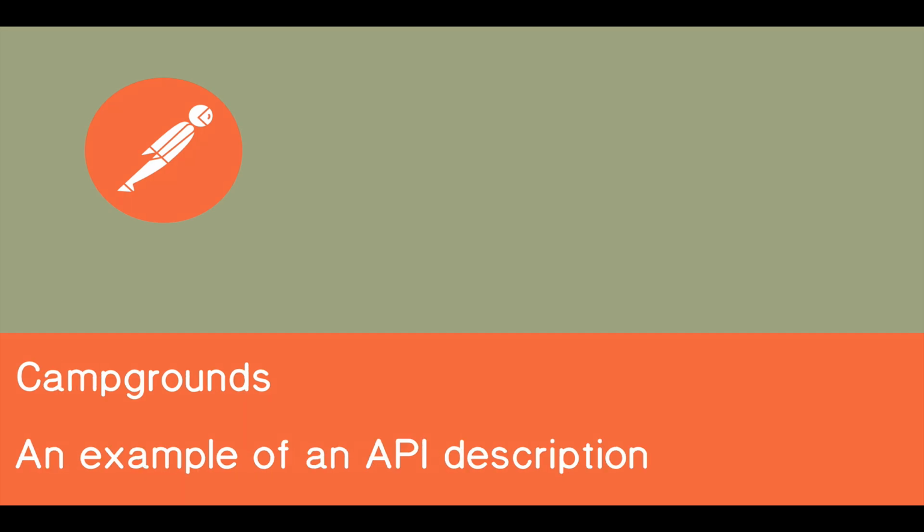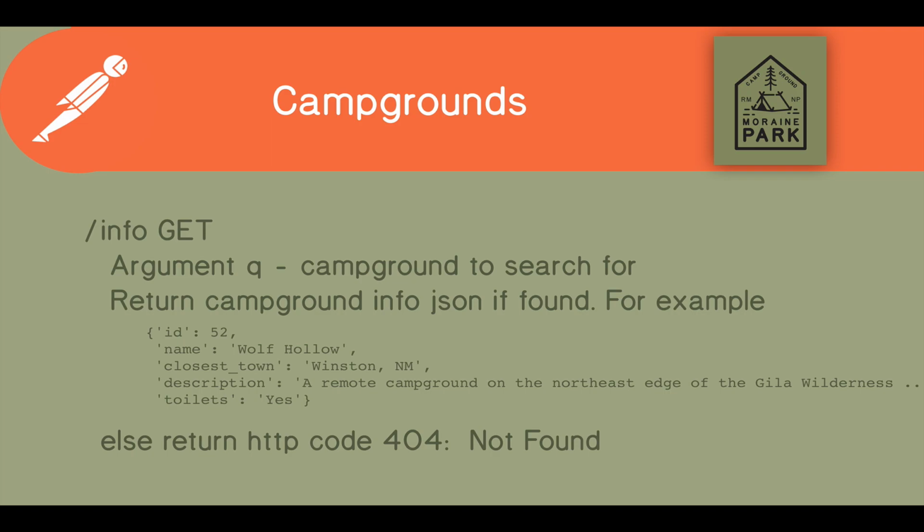As an example, we'll go back to campgrounds. It's a slightly different version of it, but it's the same idea. People want to take their camper van somewhere and camp out and want some information about campgrounds. And here's the API. We're going to have this GET request that's info. It'll take one argument Q, and that's the campground to search for. And if it finds a campground with that name, it'll return some information in this JSON object, like I showed here. Else, meaning it didn't find a campground, it'll return HTTP code 404.